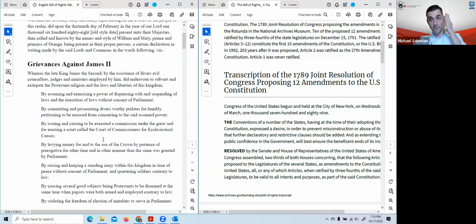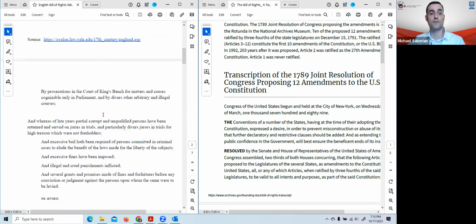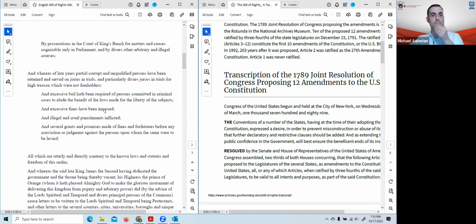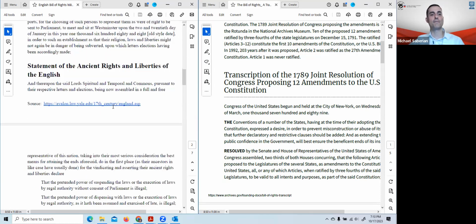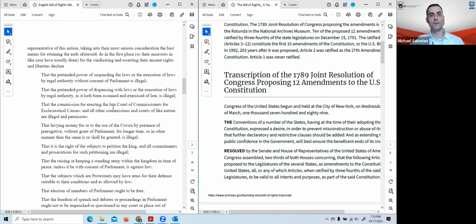We had in previous class talked about the grievances listed against James II. One of the things I want you to do is to look at the commonalities between the grievances against James II in the English Bill of Rights and the grievances listed against George III in the American Declaration of Independence. So here we have the statement of the ancient rights of the Englishman.